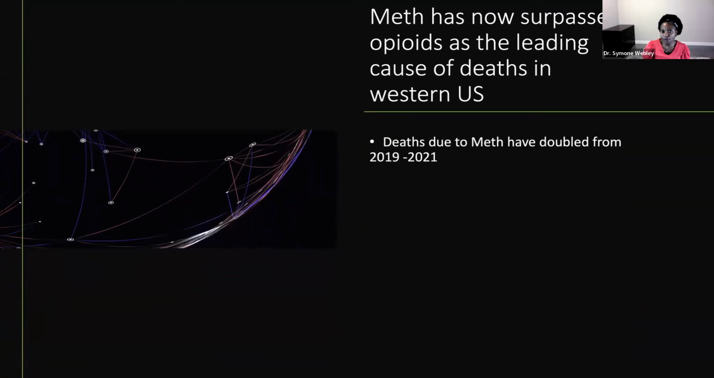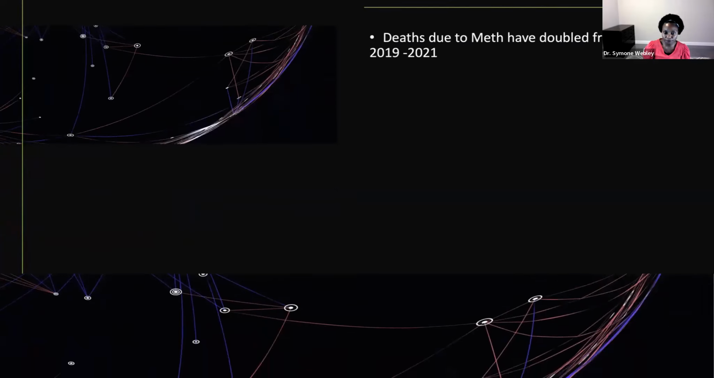So meth has now surpassed opioids as the leading cause of deaths in the US, and that's now in the 2022 era. Deaths due to meth have doubled between 2019 and 2021. And I think I mentioned that's with the pandemic numbers going up as well. And one of the reasons for this also is because meth is not very expensive to attain.